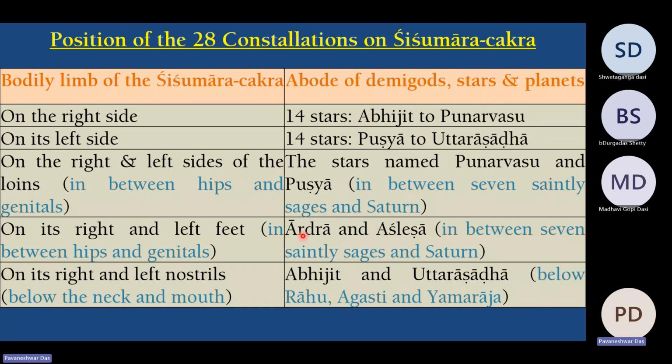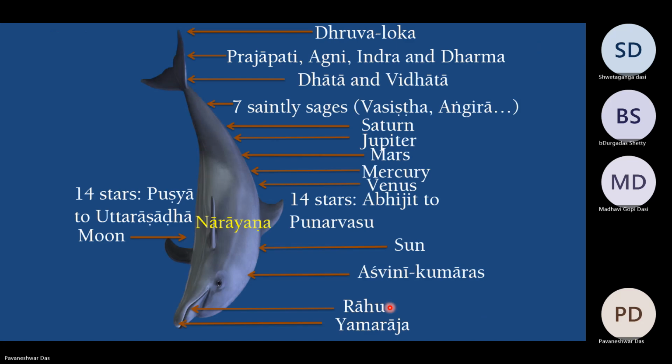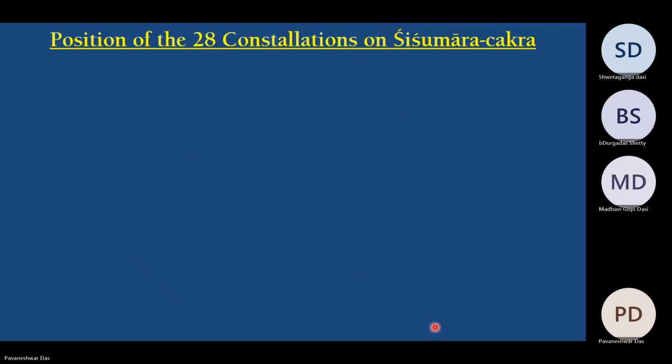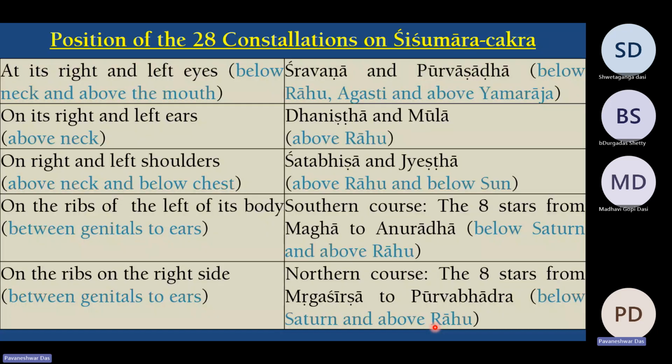And then Ardra and Ashlesha are in between the 7 Saptarishis and Saturn. Abhijit and Uttarashadha are below Rahu, Agastya and Yamaraja. Rahu and Yamaraja are here. So Abhijit and Shravana are below this, somewhere here. So some nakshatras are here, some nakshatras are here. Like that, other nakshatras' locations are also mentioned. Some are above Rahu, Shravana and Purvashadha above Rahu. Dhanishta and Moola are also above Rahu. Shatabhisha and Jyeshta are above Rahu and below the Sun.